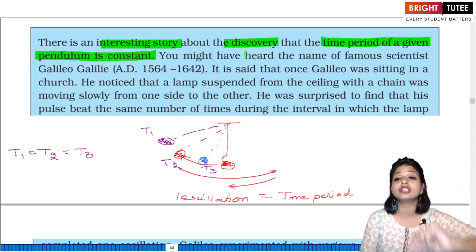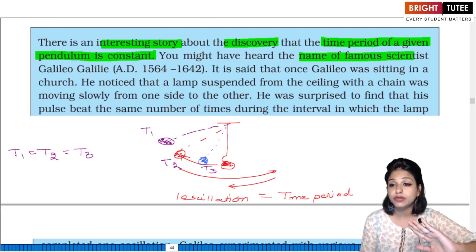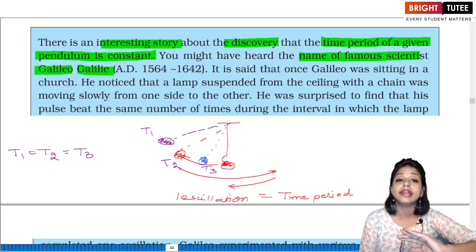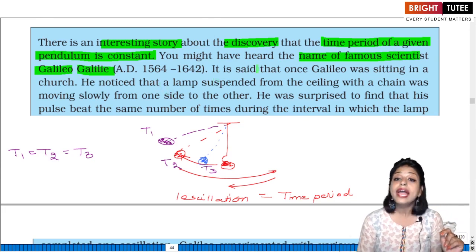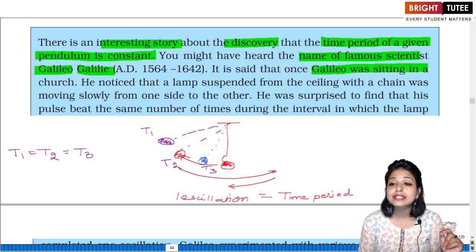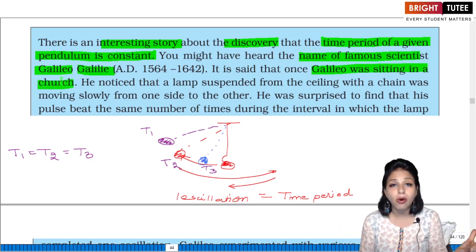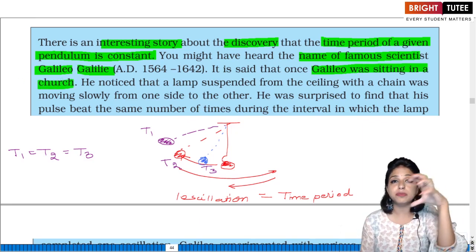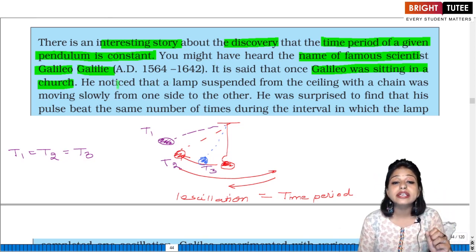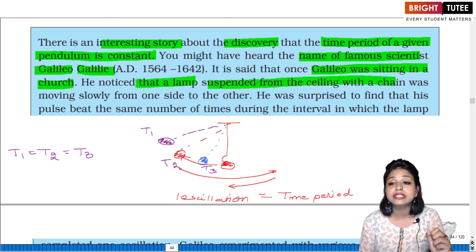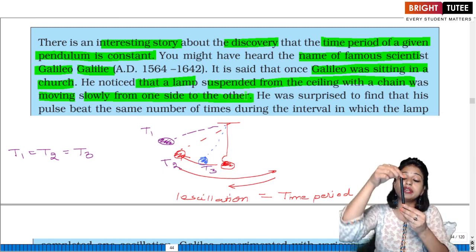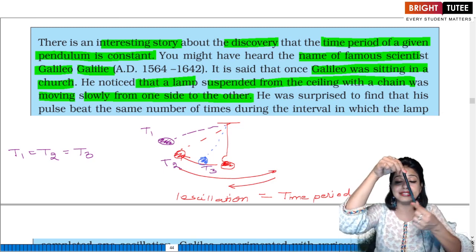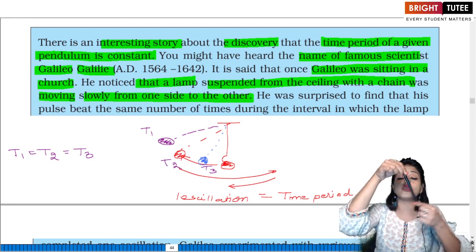This discovery was made by the very famous scientist we already know as Galileo Galilei. He lived from AD 1564 to 1642. It is said that once Galileo was sitting in a church, and what did he see? He saw the church bell doing the to and fro motion. So he started looking at the lamp suspended from the ceiling with a chain, which was moving slowly from one side to another, executing the to and fro motion.